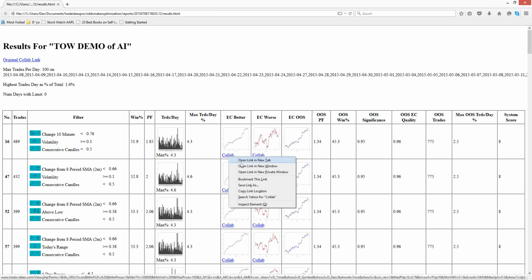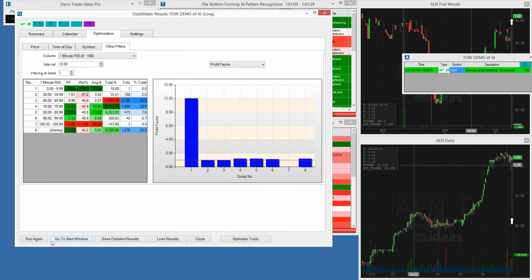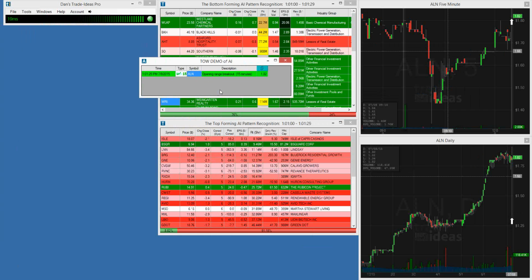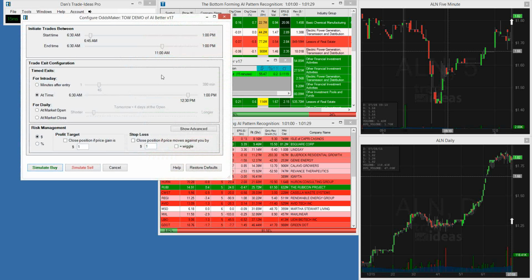So what I do now is I right click and I take this strategy that the AI suggested, and I go back to our alert window. Where did I put it? Okay, I right click, I collaborate, I hit the paste button, and then I rerun the odds maker and see, did this AI adjustment help?